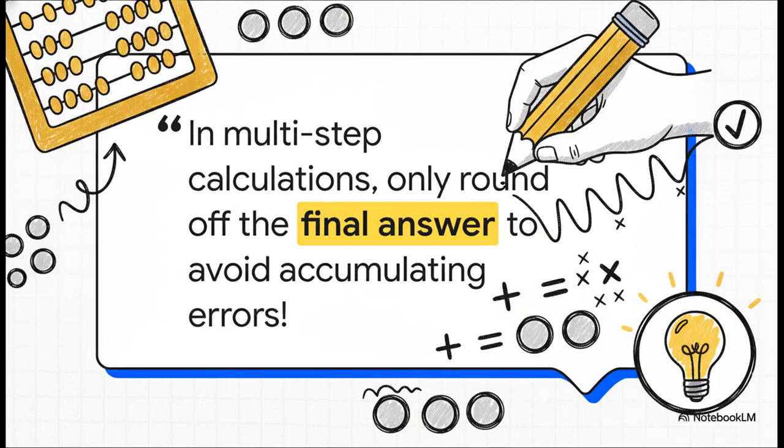And here it is, a golden rule for your exams. Never, ever, ever round off in the middle of a problem. If you do, these tiny little rounding errors start to pile up and your final answer will be off. The pro move is to keep at least 1 extra digit throughout all your intermediate steps and only apply these rounding rules once, right at the very end on your final answer.